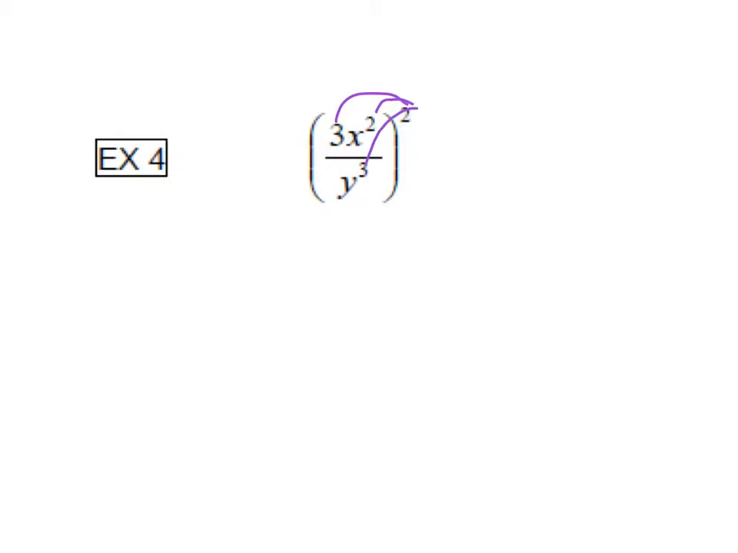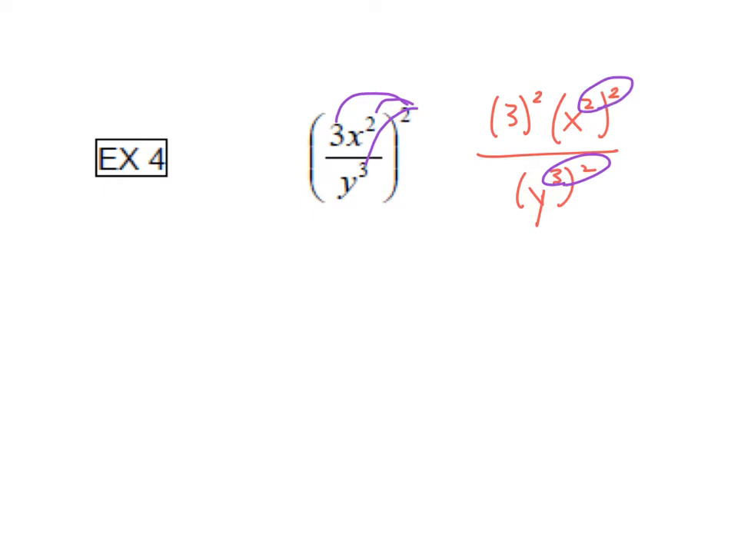Let me show you what this looks like the long way. You have a 3, you're squaring it. You have an x squared, and you're squaring it, over. You have a y cubed, and you're squaring it. So these right here are going to get multiplied. Those are going to get multiplied. And 3 squared is 9. So that's how you simplify it out, and that's just me kind of showing step by step.